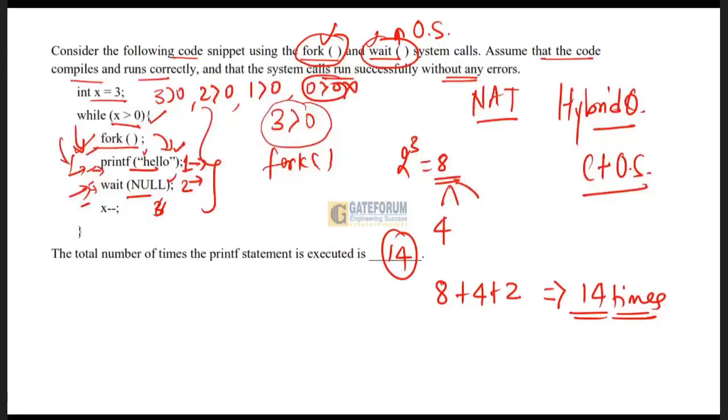So after the message is printed before the hello, the loop terminates, right? So there are two important concepts, fork and wait. You should understand this, right? So every time the value of x will be decreased, and at a particular time when it is going to terminate, at that particular time we have already executed 8 processes, and 4 plus 2 processes were on hold for wait, right? So 14 is the correct answer of this question. I hope it is clear.